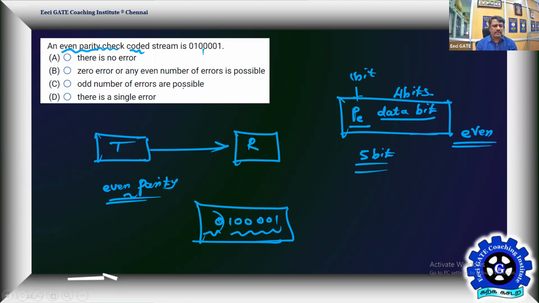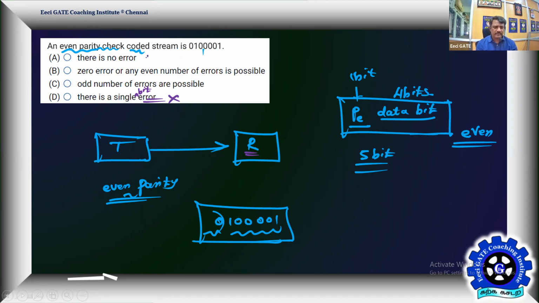Odd number of errors are possible? So there is no single error. A single bit error can be easily detectable. That's the purpose of generating the parity bit and sending it along with the data. The receiver knows you are sending with even parity, so it can detect a single bit error. So saying there is a single bit error is not the right answer. Saying there is no error is also a wrong answer.